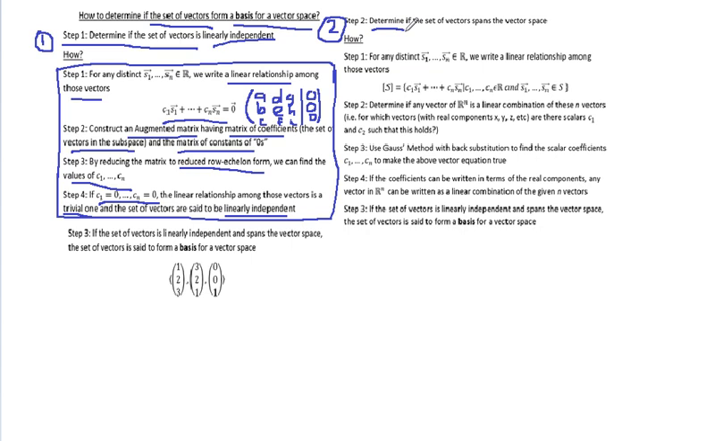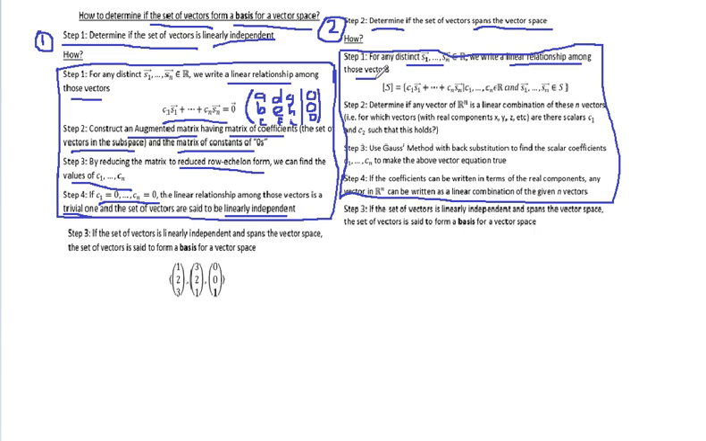We determine if they span the vector space. How? These are your steps. For any distinct vectors, we write the linear relationship among these vectors, again the same as this: C1 S1 all the way to Cn Sn, where C1 is a scalar constant. And now we determine whether any vector in Rn can be a linear combination of these n vectors.